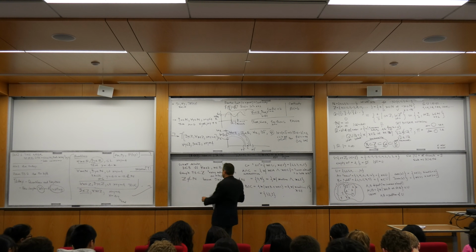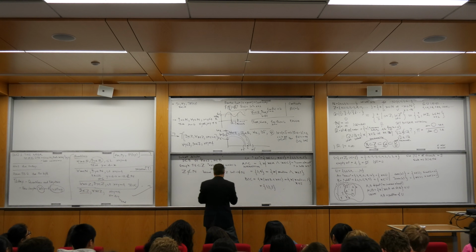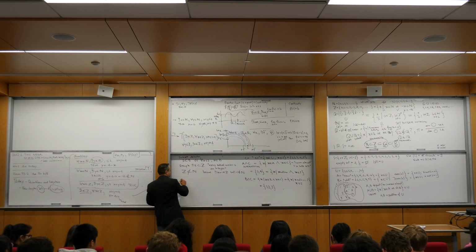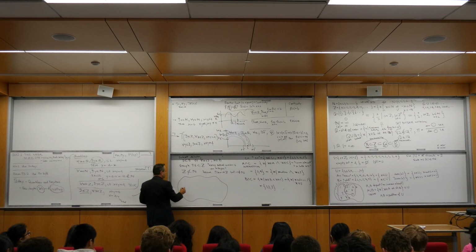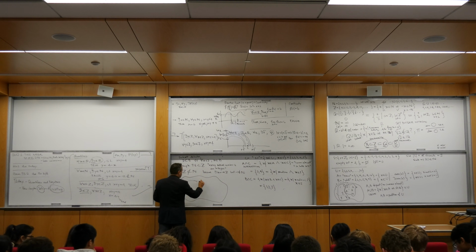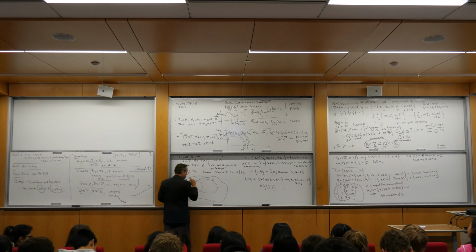I know I drew it there, but I want to draw a little bit more of a nice visual. Here's a set A, here's another set B. This is the intersection.